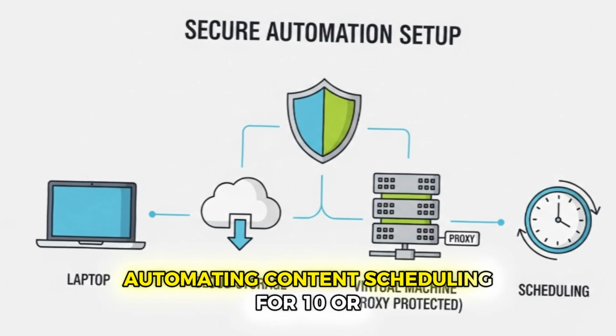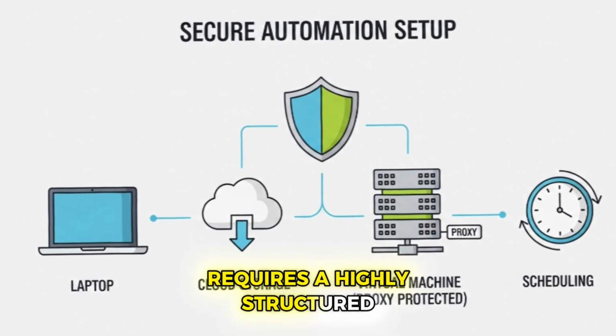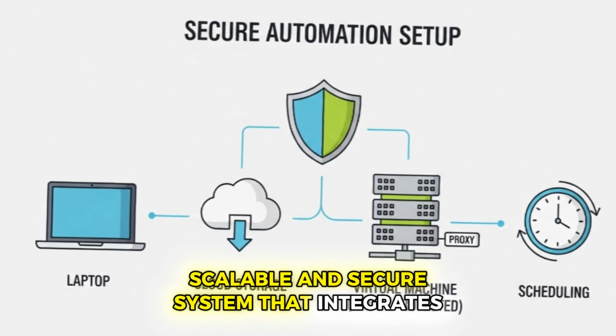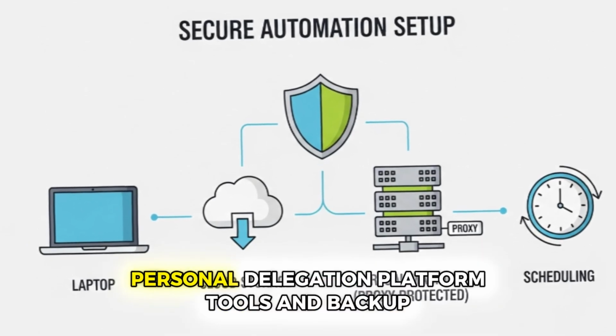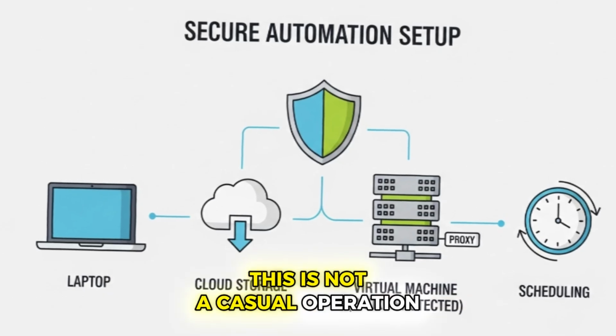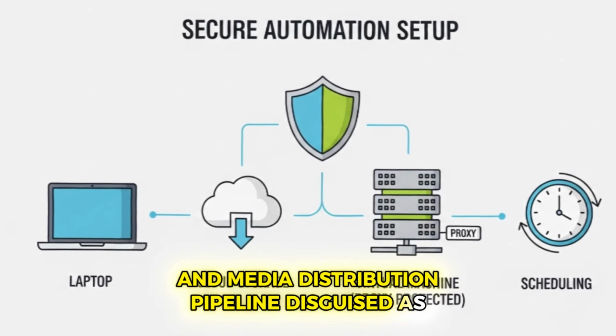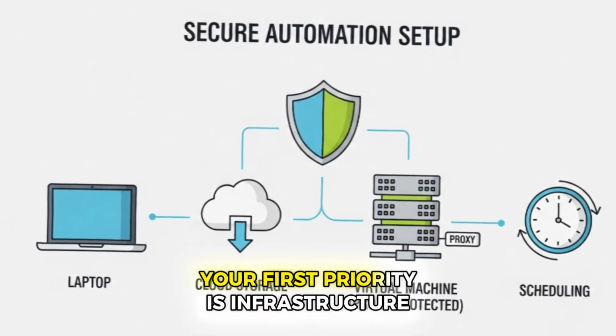Automating content scheduling for 10 or more OnlyFans models in 2025 requires a highly structured, scalable, and secure system that integrates content workflows, personnel delegation, platform tools, and backup protocols. This is not a casual operation. It's a mini production studio and media distribution pipeline disguised as adult content management. Your first priority is infrastructure.